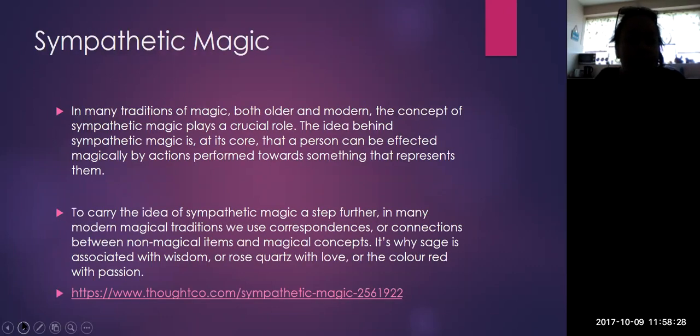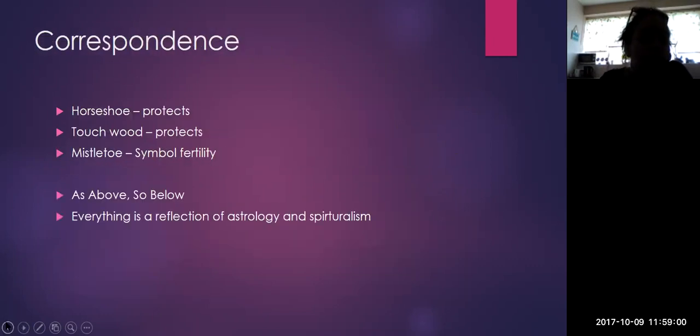And we talked about sympathetic magic. In many traditions of magic, both old and modern, the concept of sympathetic magic plays a crucial part. The idea behind this is that a person can be affected magically by actions performed towards something that represents them. To carry the idea of this, in many modern magical traditions, we use correspondence, connections between non-magical items and magical concepts. So what we talked about there was rose quartz, love, etc. The correspondence here is horseshoe protects, touch wood protects. Have you done that? When you touch wood, that sort of thing corresponds.